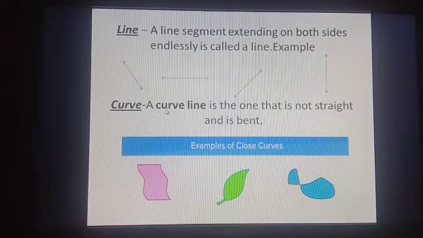Now curve. A curved line is the one that is not straight. Line segments are all straight, but curves are not straight lines, they are bent. Okay, just see the examples of closed curves. These are the edges of these figures, which are curved lines.